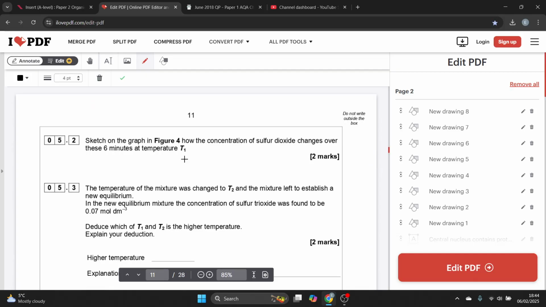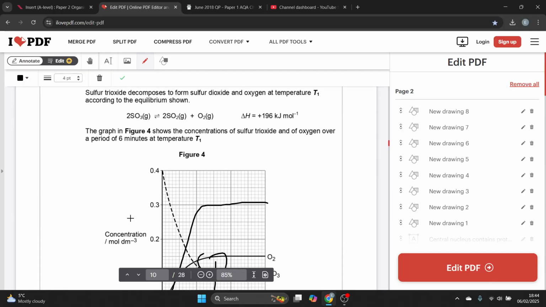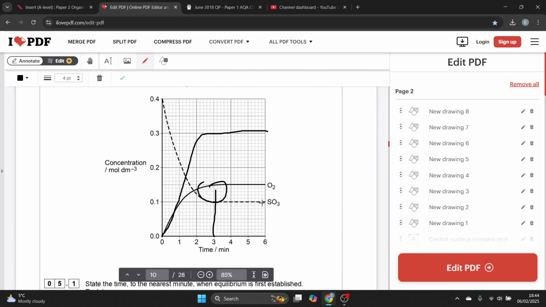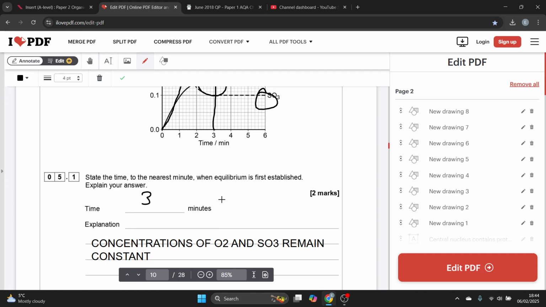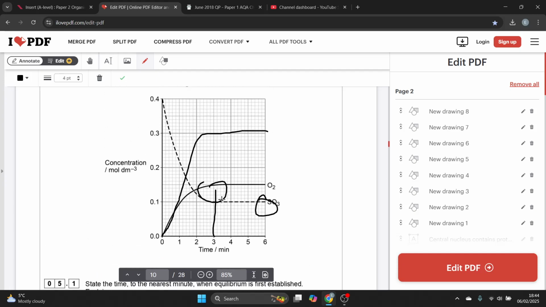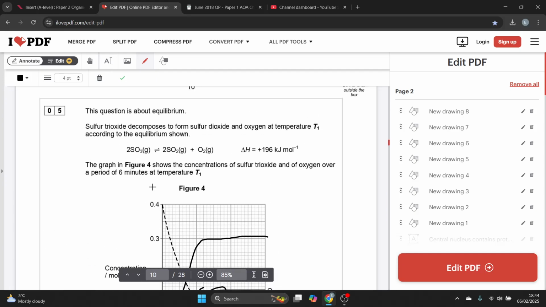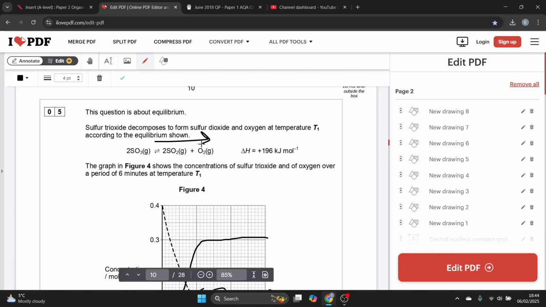Which one's the higher temperature? This is very complicated. You need to think about this, but this is my thought process. For T2, the concentration of sulfur trioxide was 0.07, when in this case it's 0.1 clearly. So 0.1 to 0.07, it's decreased. If it's decreased, I know the forward reaction is endothermic because delta H is positive. So therefore it's got to shift here. Why would it shift in the exothermic direction?